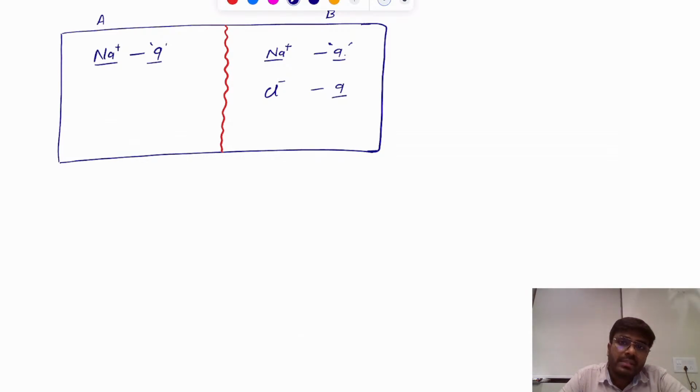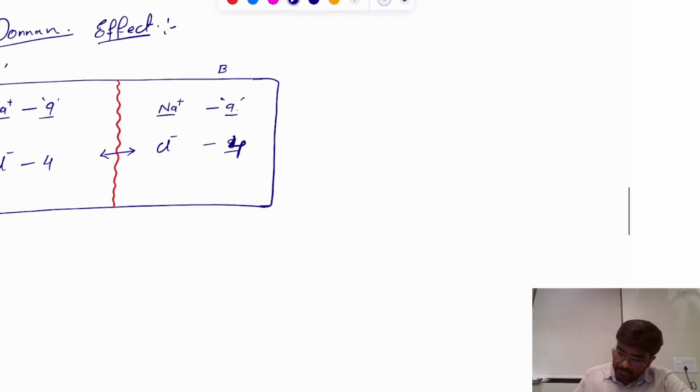Now what happens? Chloride is going to equilibrate. On this side, there is no chloride. So chloride will go from high concentration to low concentration. Now it is equally distributed. This side, 4 chloride molecules will come, and this side also 4 chloride molecules will come, and that 1 remaining chloride molecule keeps diffusing here and there. So it is equally getting distributed.